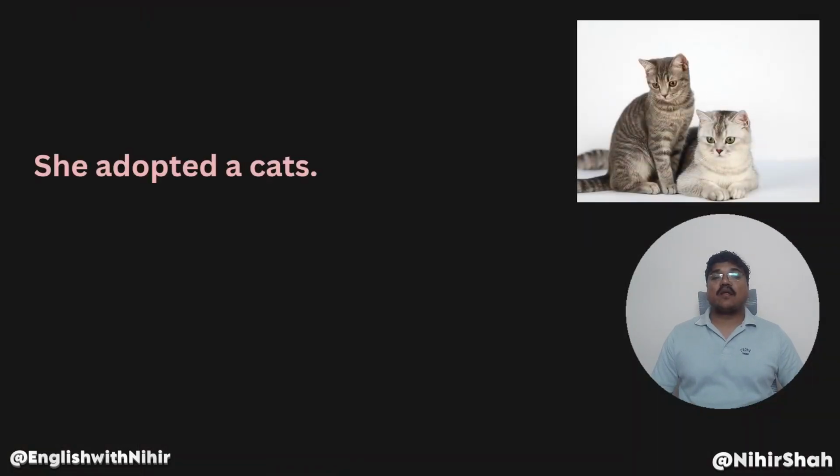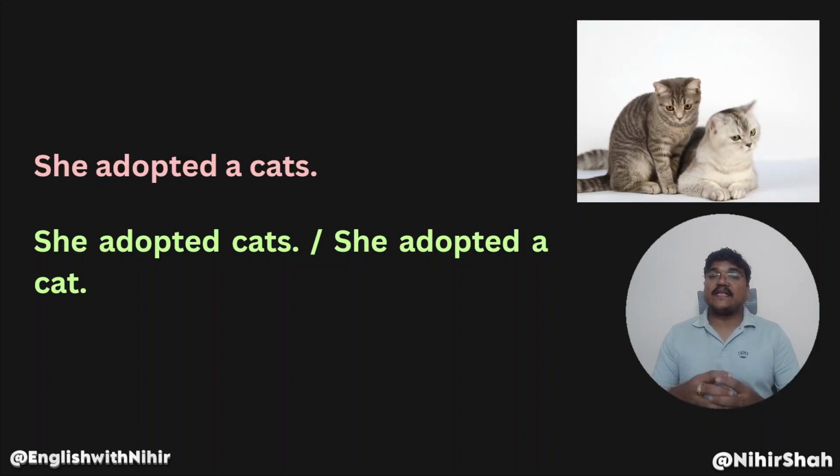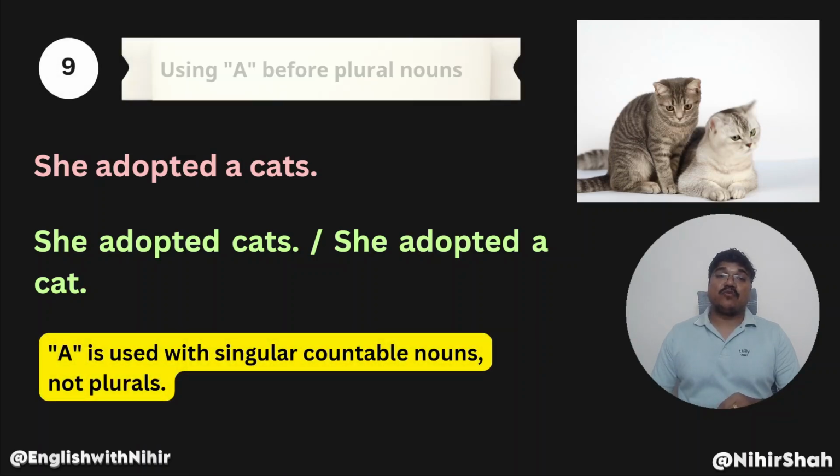Let's move on. She adopted a cats. Can you find the mistake here? It's easy. The correct answer is she adopted cats, or she adopted a cat. In case you are talking about plural things, then a, an, or the is not required. If you are specifying a singular thing, then based on the sound, you have to use a or an. And if it's specific, then the. So this is mistake number 9: using a before plural nouns.